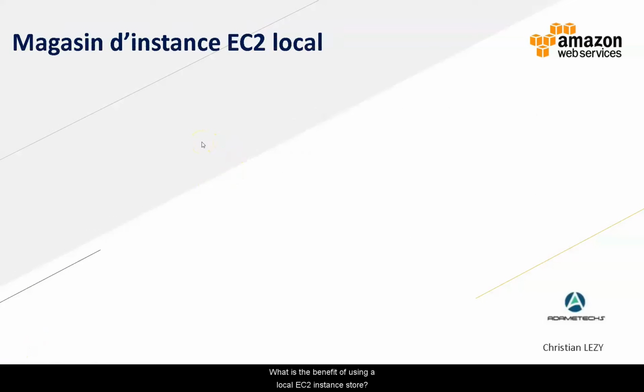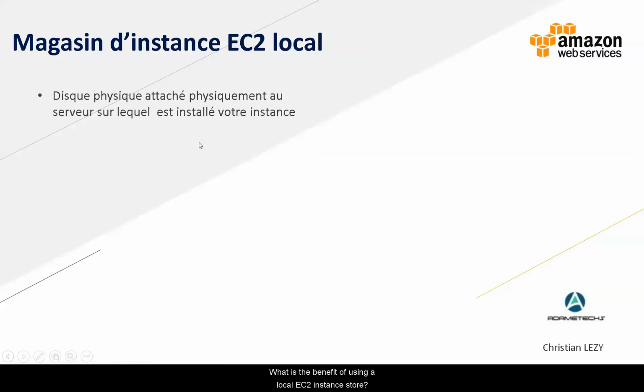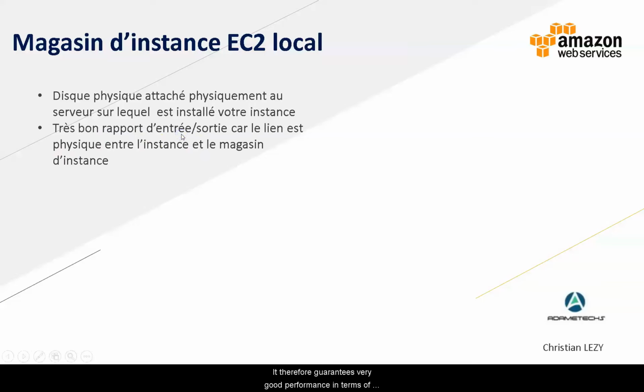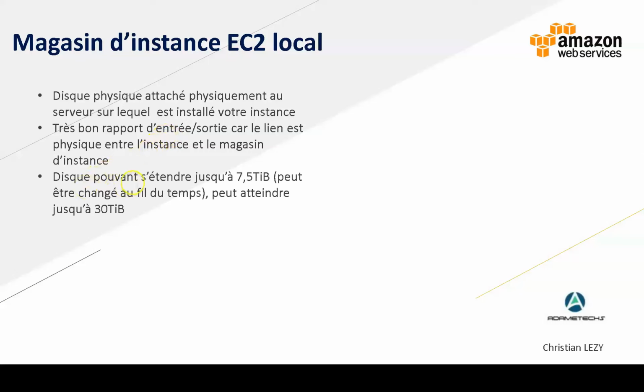What is the benefit of using a local EC2 instance store? We have seen that it's a physical disk that is physically attached to the server where the instance is installed. It therefore guarantees very good performance in terms of input and output because the link between the instance and the instance store is a physical link. The size of this disk can range up to 7.5 TB and can be changed over time up to 30 TB at maximum.